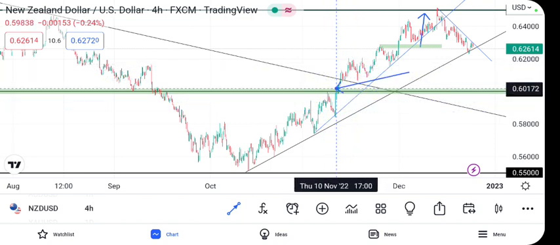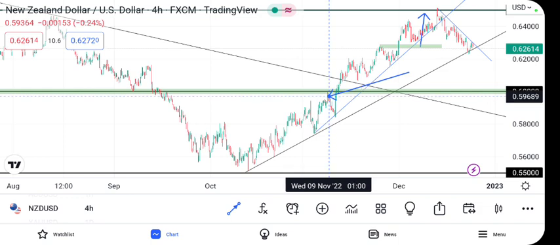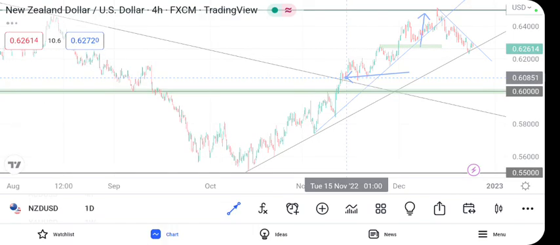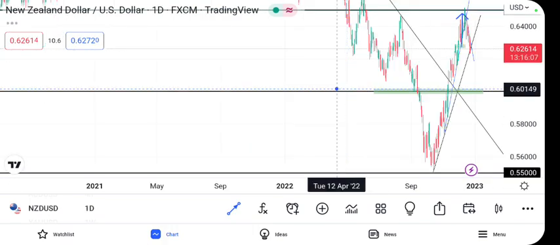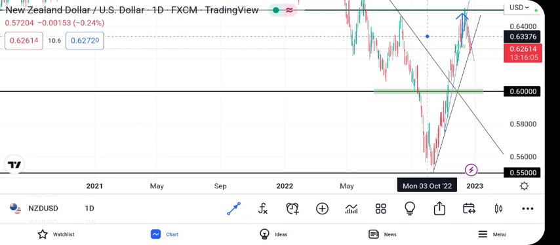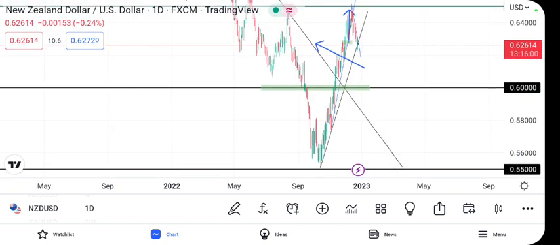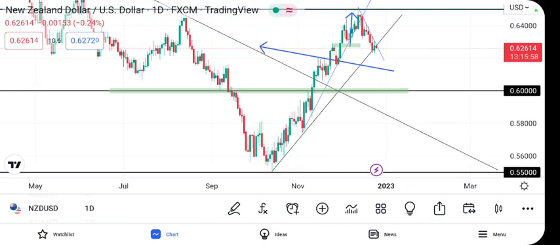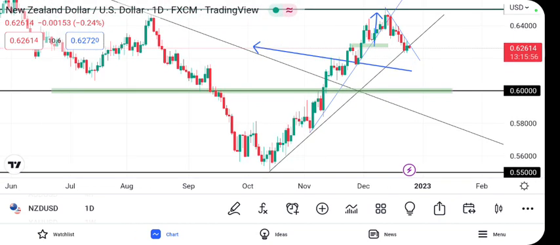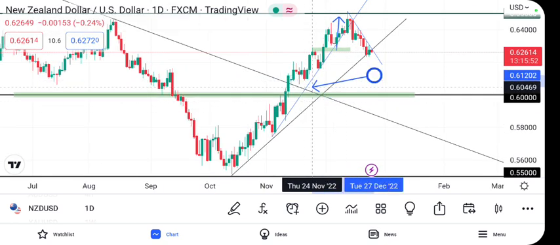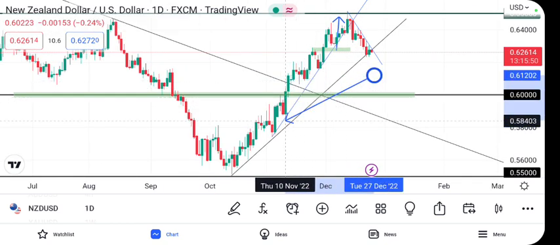Then it got rejected here. So that means this is a resistance. Then it came back down. Let me go to the daily. Okay, now as you can see, it got rejected at first. Then what did it do? It broke the zone afterwards. As you can see, it broke the zone afterwards.